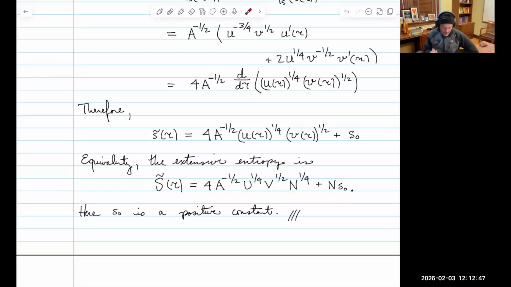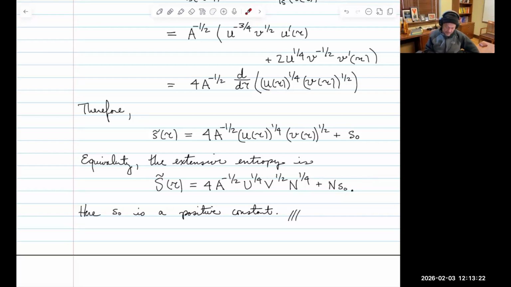Now, we should check in the end that this function is homogeneous of degree 1. All right. So that means if I put in u over lambda, v over lambda, n over lambda, that should produce a lambda to the power 1. And of course it does here because I get a lambda to the 1/4, 1/2, and 1/4. That gives a lambda to the 1 power. So I get a lambda to the 1 power from that term. This term is n by itself. I get a lambda to the 1 power for that. So this function is homogeneous of degree 1.